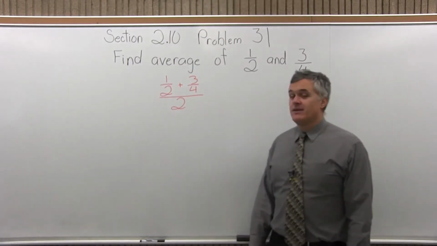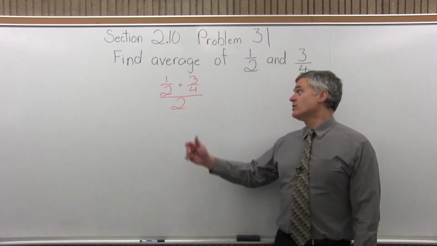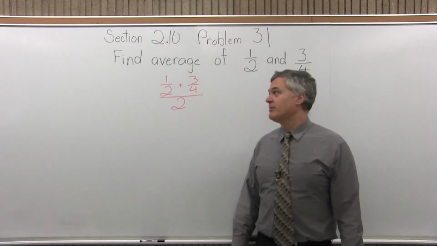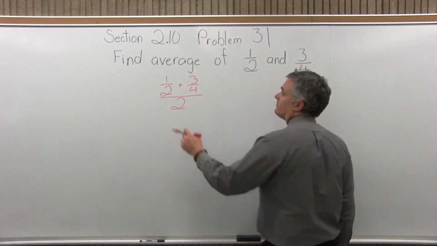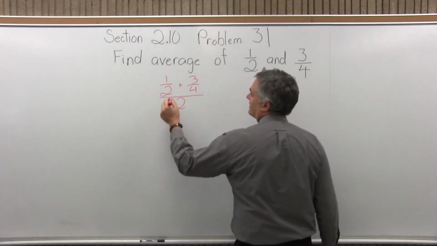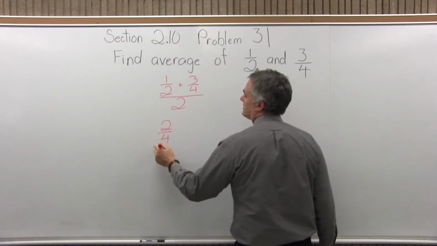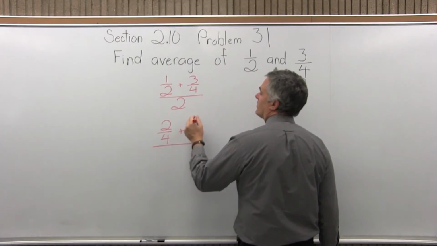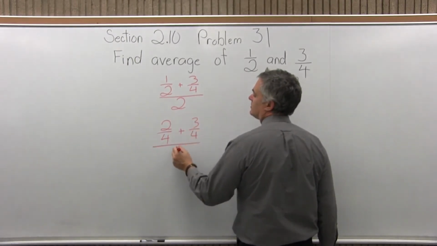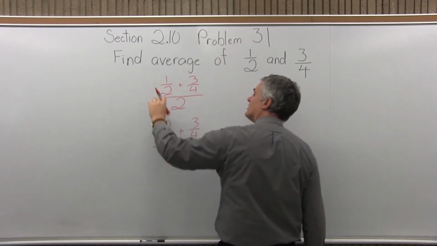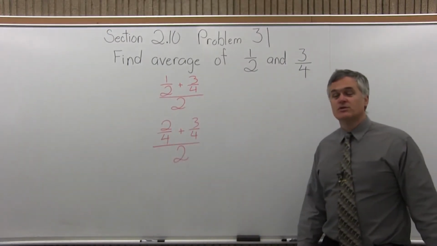So now to add 1/2 and 3/4, I have to write them so that they have the same denominator. I need a common denominator. So the 1/2, let me write that as 2/4, and I'll leave the 3/4 the way it is, and a 2 underneath. So how did I change that 1/2 to 2/4? It is an equivalent fraction. The 2/4 will reduce back to 1/2.